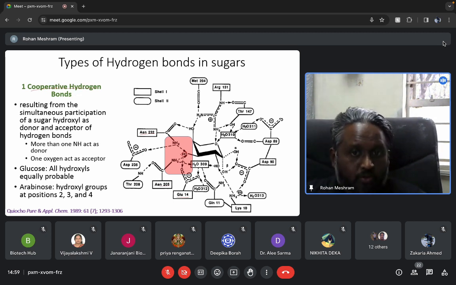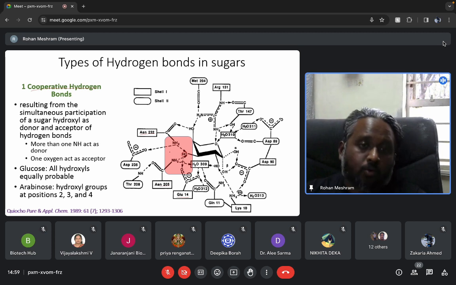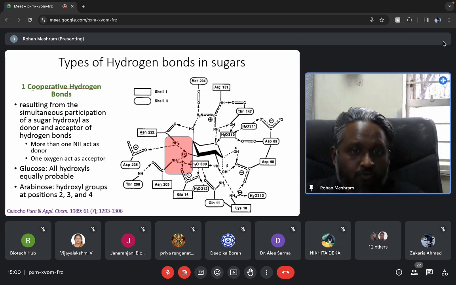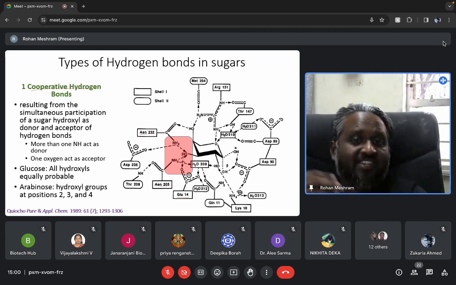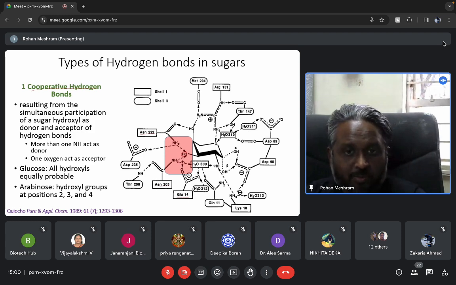When a hydroxyl group accepts two hydrogen bonds and donates one hydrogen bond, we call such hydrogen bonds cooperative hydrogen bonds. Quite simple. Well, now it is necessary that three amino acid residues must be separate, of which two would act as donors and one would act as an acceptor. Right? Well, let us try to visualize this in our protein molecule now.